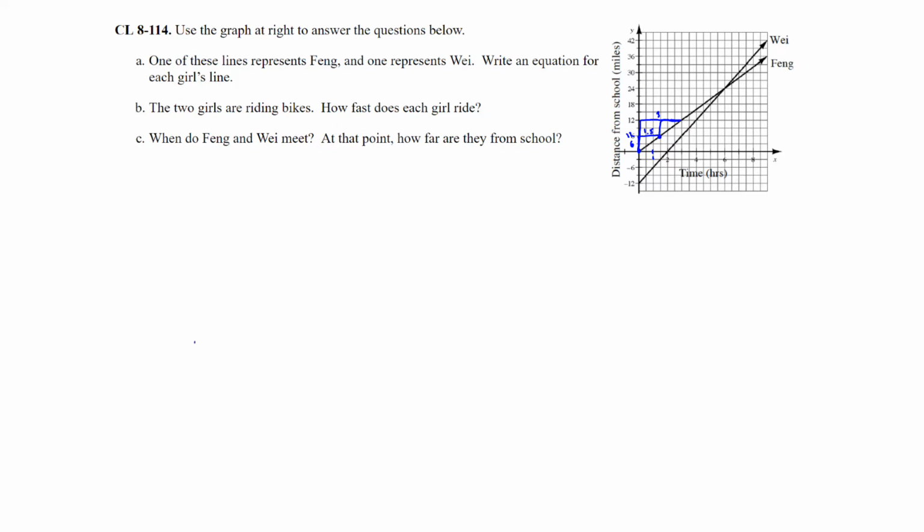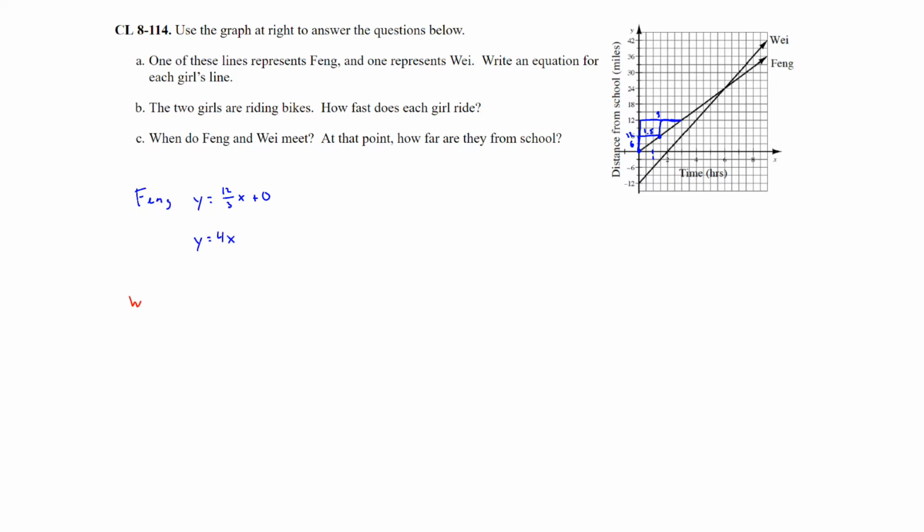So for hers, we have y equals a slope of 12 over 3. So it's rising 12 over 3, which we can simplify, and then plus 0 for the y-intercept. So y is equal to 4x.